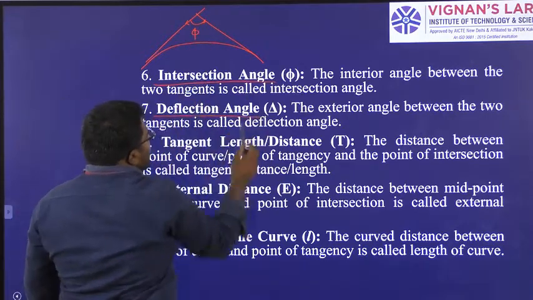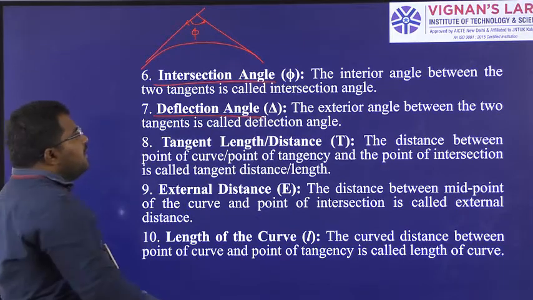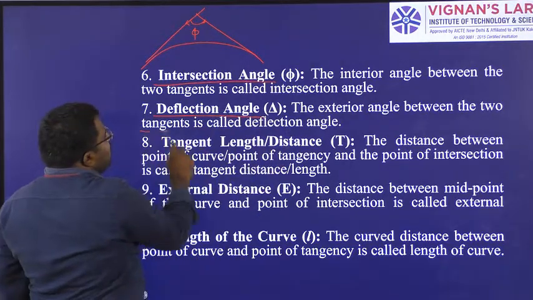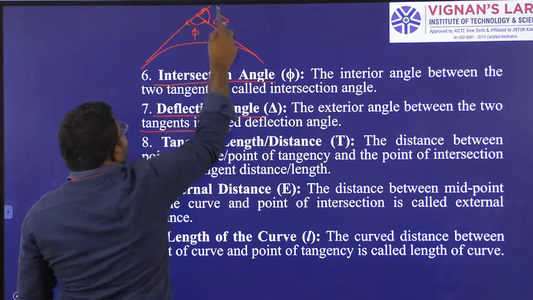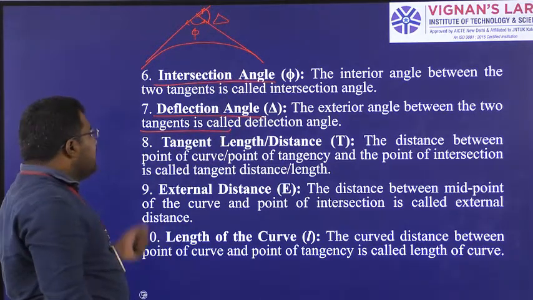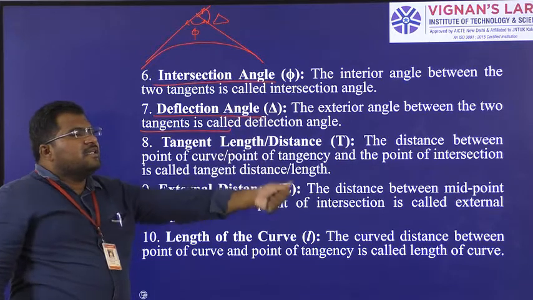Next one is the deflection angle delta, the exterior angle between two tangents. This is the exterior angle, the outside angle, that is called delta. Next, tangent length or distance.